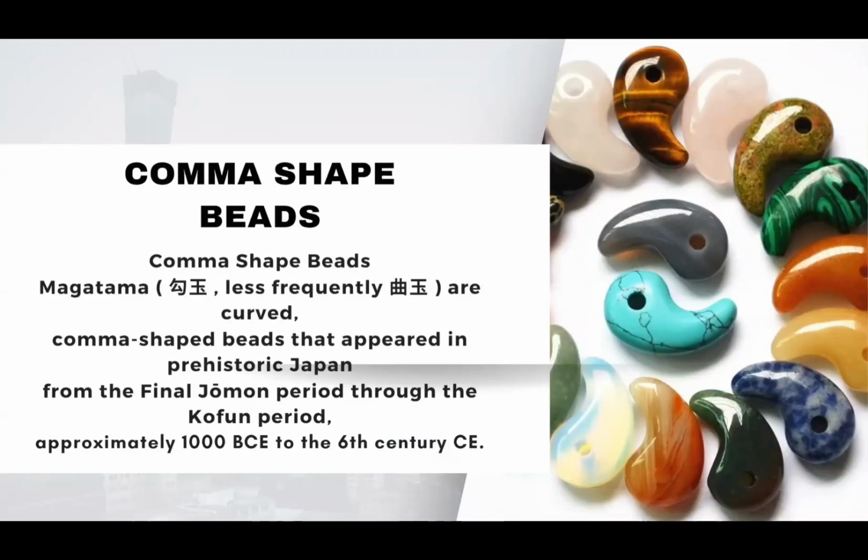Gogok, or gugok, are comma-shaped or curved beads and jewels that appeared from the middle age of the Mumun period, from 1500 to 300 BC, through the Three Kingdoms of Korea, 57 BC to 668 AD.